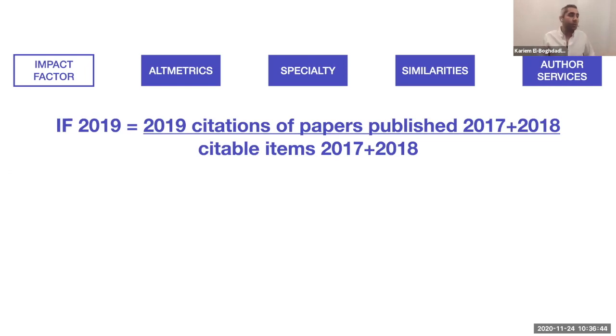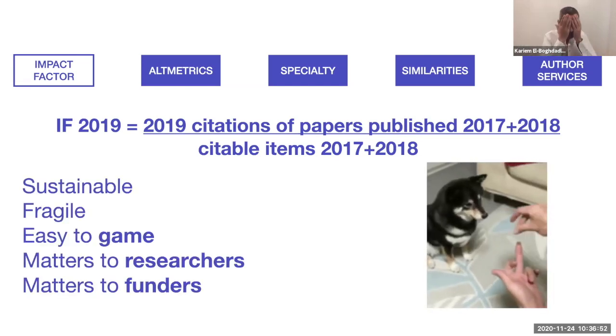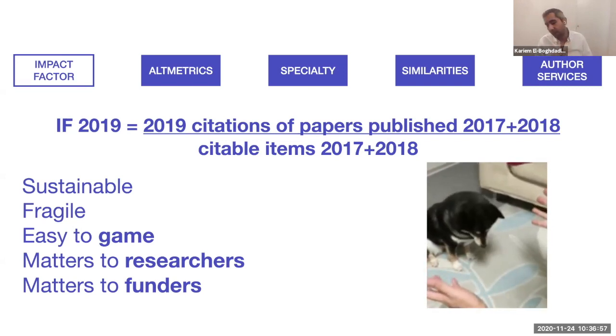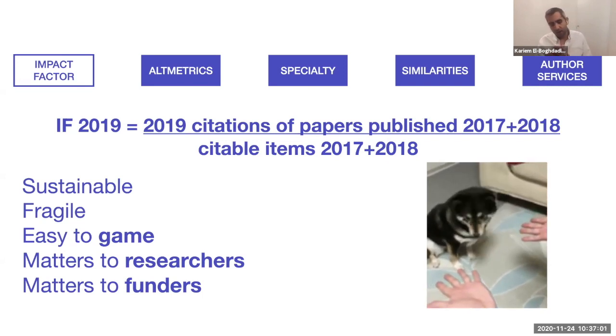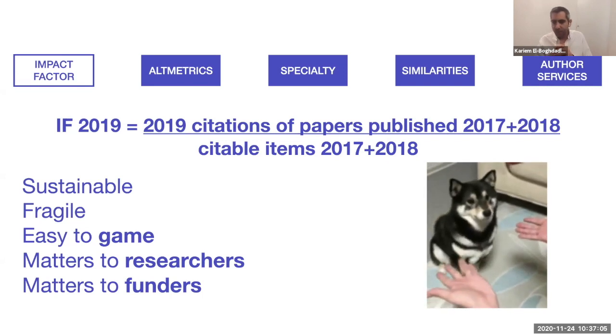So this is one way that you can choose what journal to go to, impact factor, and people usually go from top to bottom. There are strengths and weaknesses to it. It is sustainable, and it's been used for years and years. People have used impact factors for a very long time. But it's fragile, and I'll give an example.